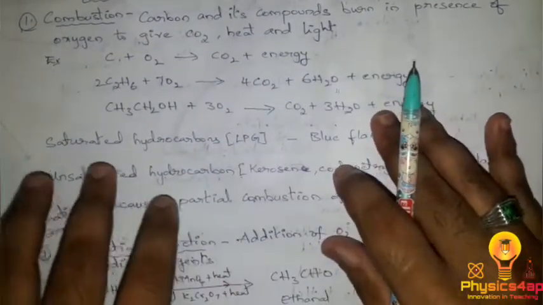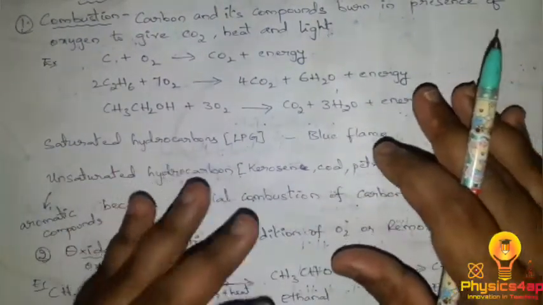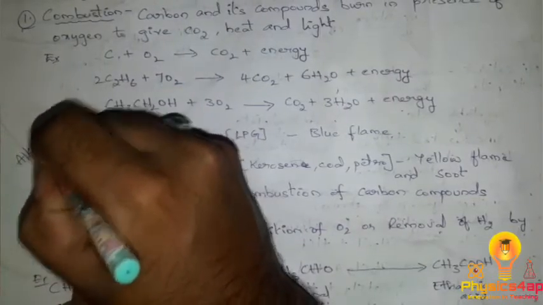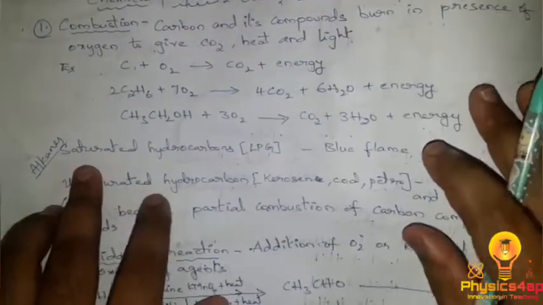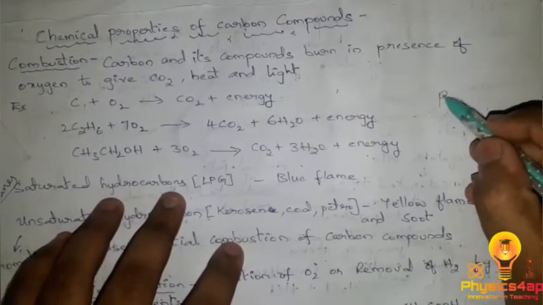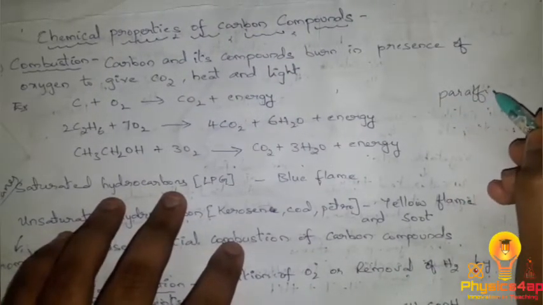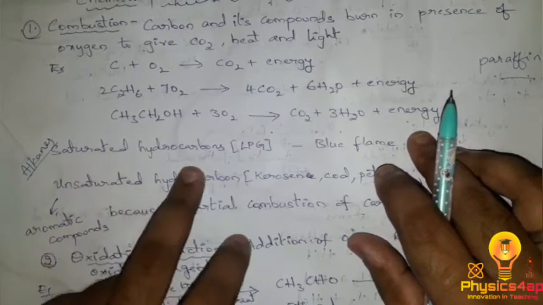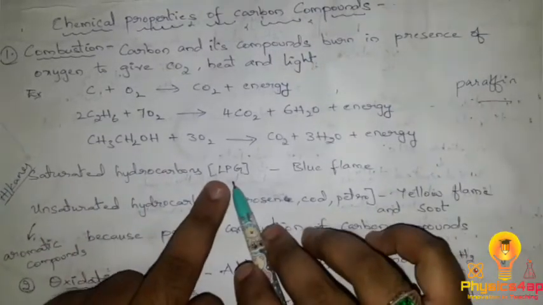And if we see what happens when we burn saturated and unsaturated hydrocarbons. The saturated hydrocarbons are called alkanes, also called paraffins. Why? Because they can be easily split. The word paraffins refers to those that can be split easily with a little amount of energy. That means all the saturated hydrocarbons are alkanes, which are also called paraffins, for example LPG.